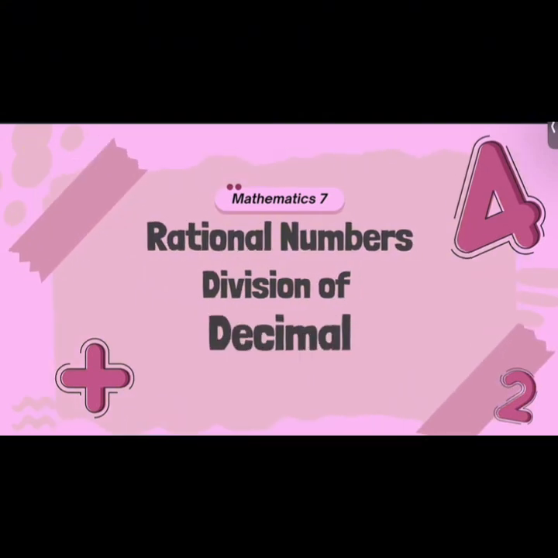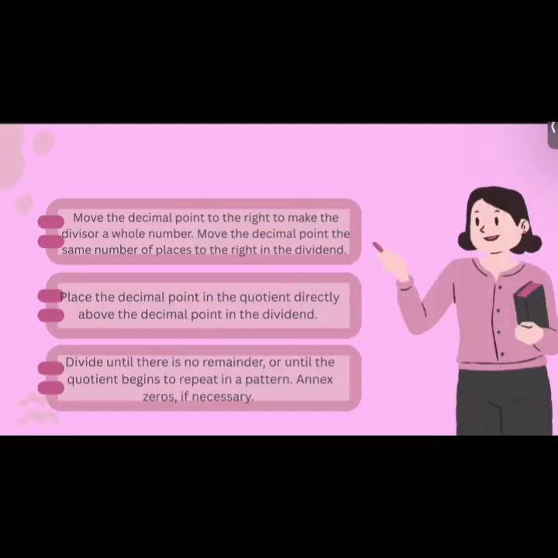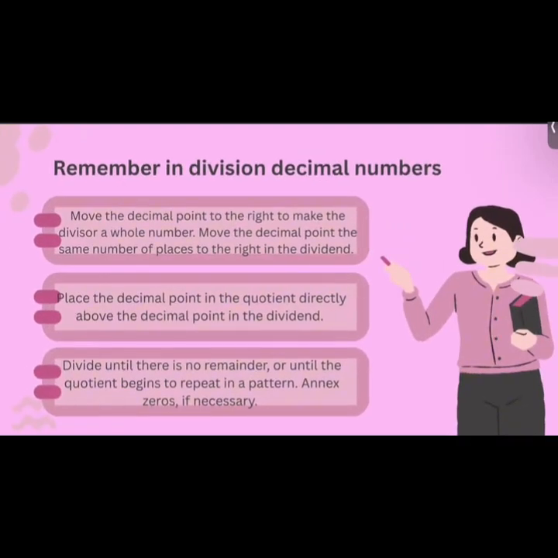Now, there are things to remember in division of decimal numbers. First, move the decimal point to the right to make the divisor a whole number. Move the decimal point the same number of places to the right in the dividend. Second, place the decimal point in the quotient directly above the decimal point in the dividend. Then, divide until there is no remainder or until the quotient begins to repeat in a pattern. So, annex zeros if necessary.